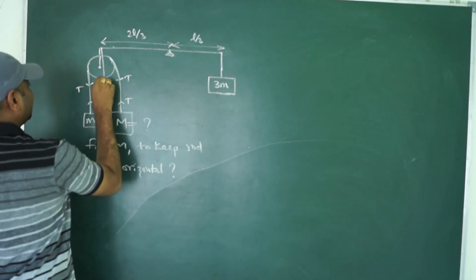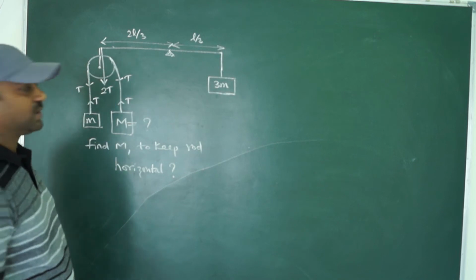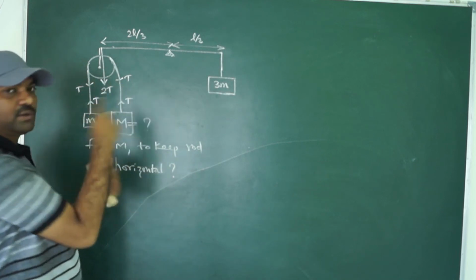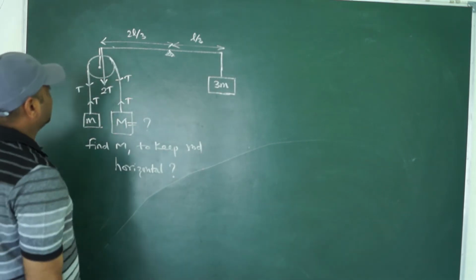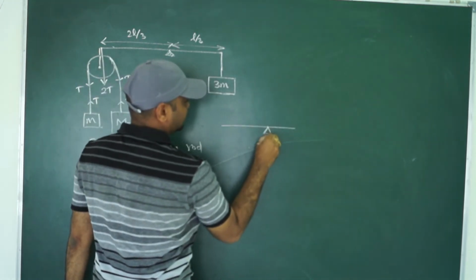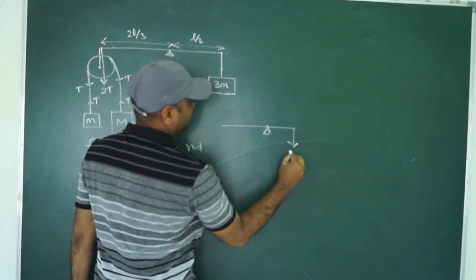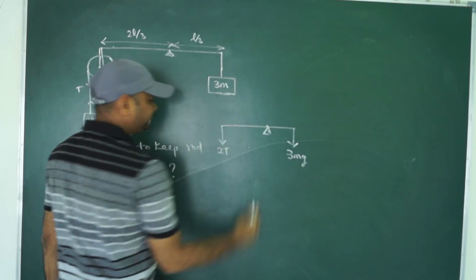Then at this end, the total force acting is 2T, not these weights, because the pulley rotates and the objects are under acceleration. So at one end 2T is the force acting. If I take the rod like this, this is the hinge point. At one end the force is 3mg, at the other end the force is 2T.